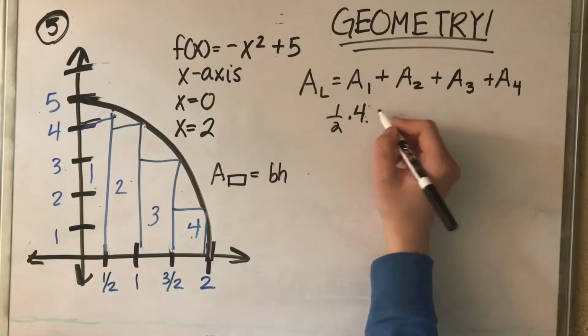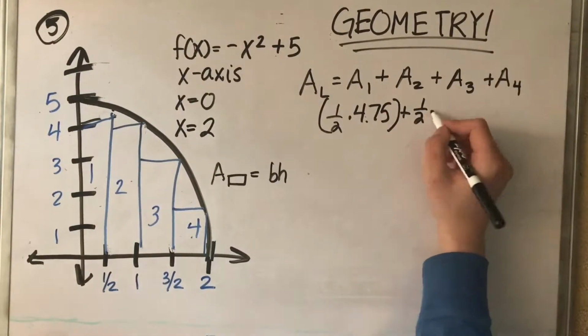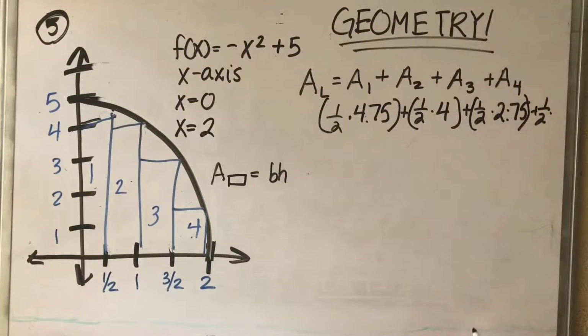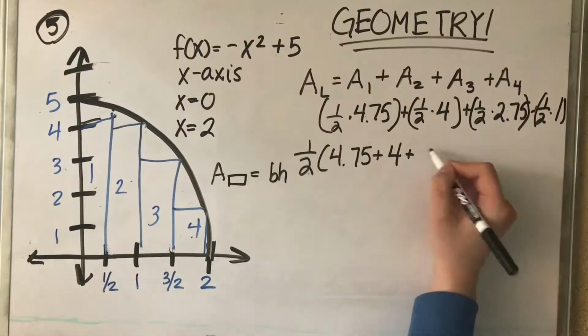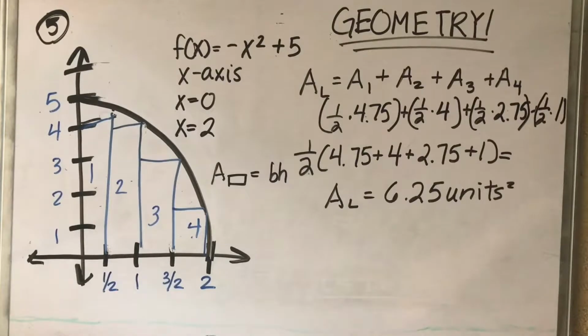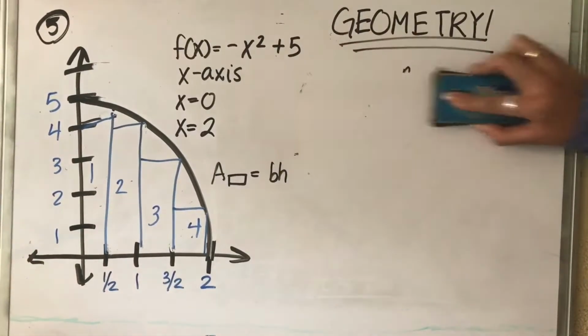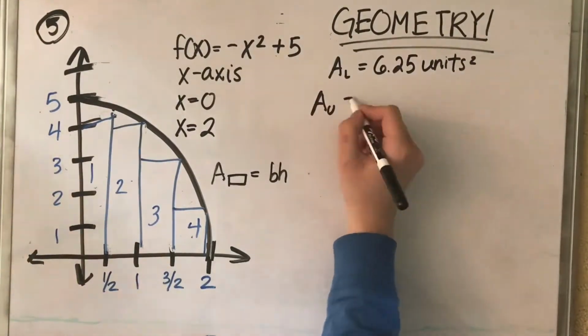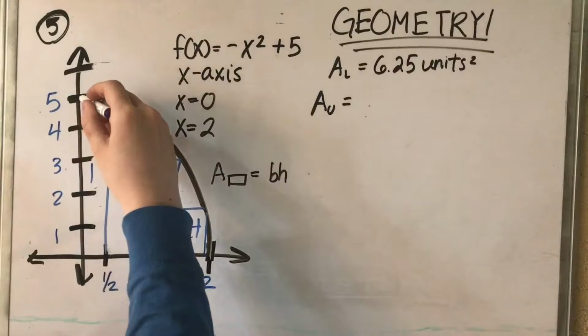We know that the area of a rectangle is base times height, so let's plug in those numbers here. Notice that all of the heights are the same, or 1/2, so you can factor that out to make solving easier. Solve, and we find the lower Riemann sum to be 6.25 units squared. This is an underestimate of the area. So now we have found the underestimate of the area under the curve using the lower Riemann sum to be 6.25 units squared. So now let's use the upper Riemann sum to find the overestimate.